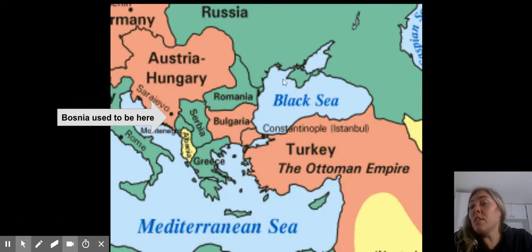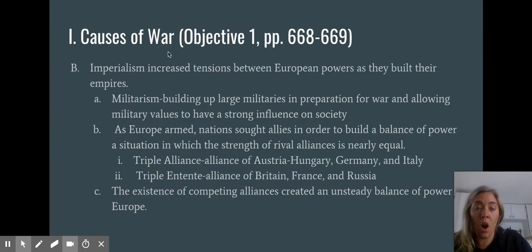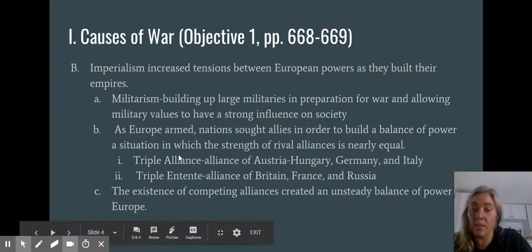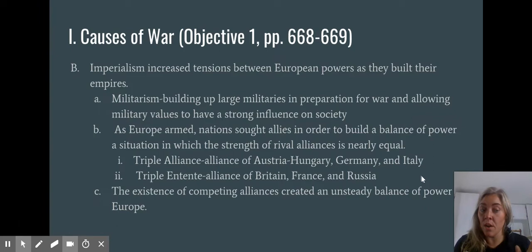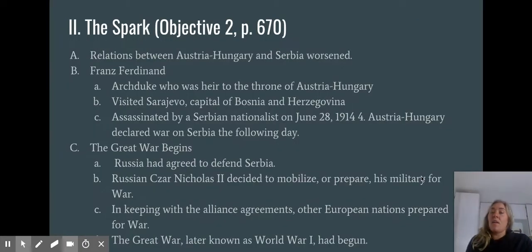This is obviously going to make Austria-Hungary very angry. But remember that there were all of these alliances that were already formed. The group was called the Triple Alliance. That was Austria-Hungary, Germany, and Italy, and they had promised each other that they were going to be allies just in case anything ever happened. They would have each other's back.